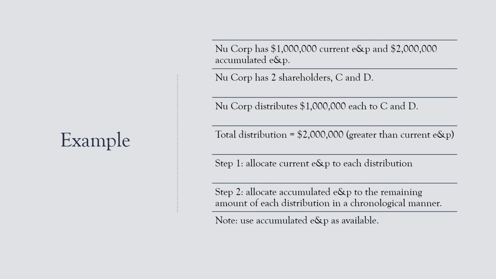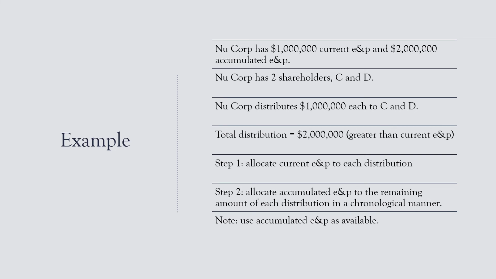Having allocated the current earnings and profits to each distribution, the next step is to allocate the accumulated earnings and profits to the remaining amount. Remember that if C has 500,000 out of the current earnings and profits, that means the current earnings and profits will be reduced by 500,000. So that's 1 million minus 500,000. We're left with 500,000 current earnings and profits. Then 500,000 also goes to D out of the current earnings and profits. So that means 500,000 minus 500,000. We've used up all of the current earnings and profits.